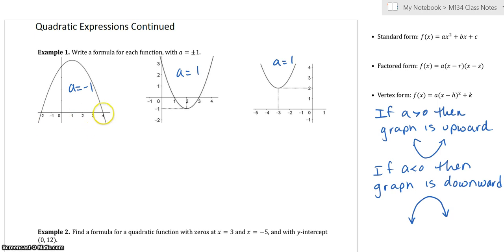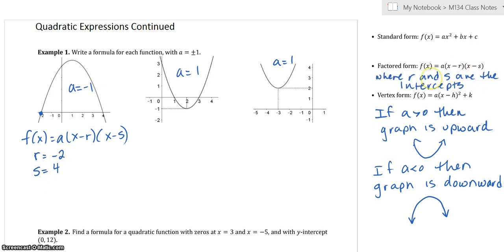On the first graph on the left here, we have the factors, very easy. So I'm going to use the factored form. I'm going to use the second formula, where r is equal to -2 and s, right, because that's where the intercepts are. The r and the s, if you remember, are the intercepts. And s is 4. So we'll just write that there to remind us.